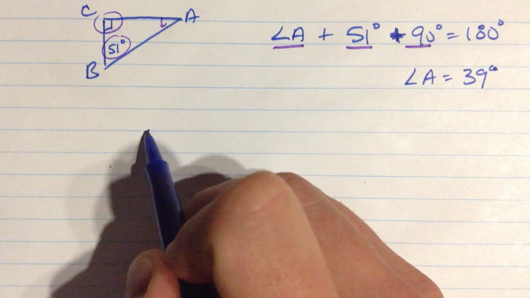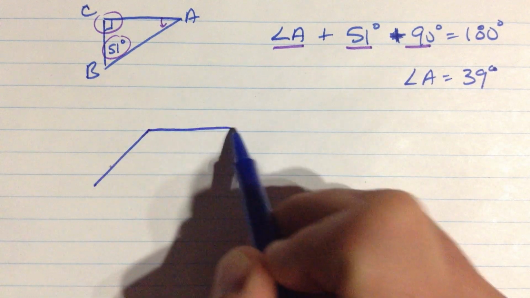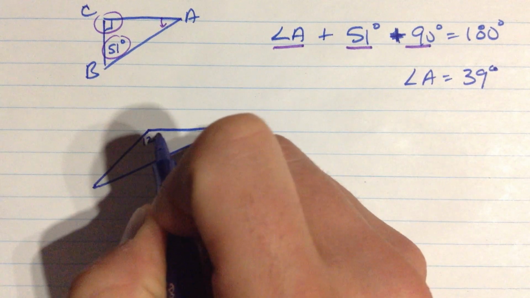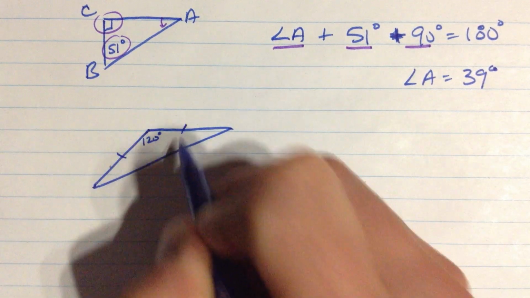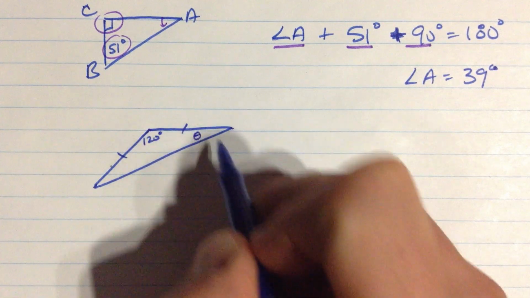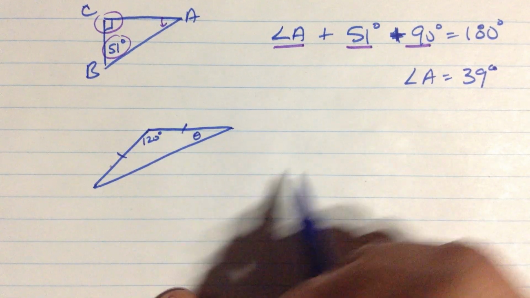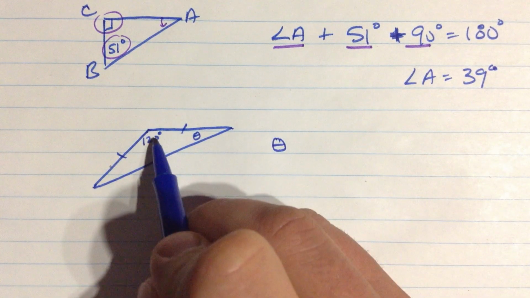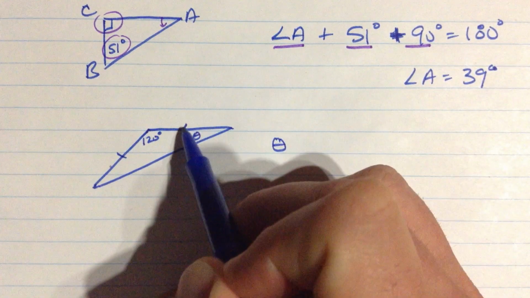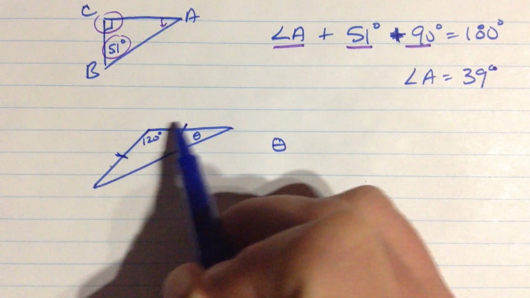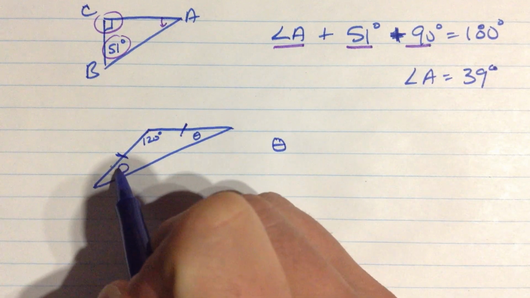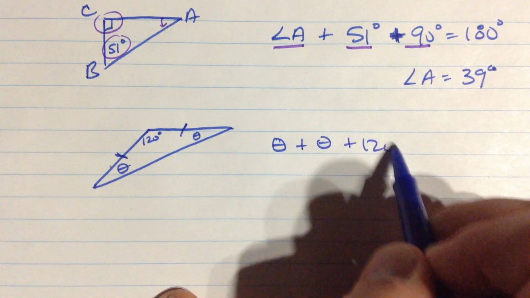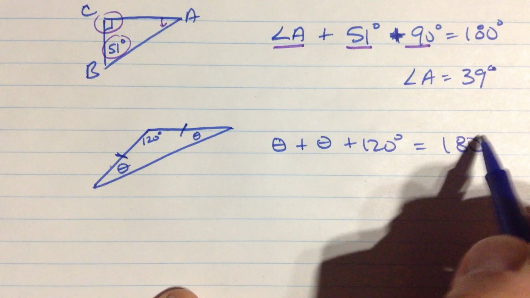Let's do this one here. Let's say something like this. And this angle is given as 120 degrees. And then you need to find this angle, which I'm going to label with theta. That's a Greek letter. The angle theta, well, we've only got one angle that's given, but this is an isosceles triangle with two sides the same, and therefore two angles the same. This angle must also be theta. So I know that theta plus theta plus 120 degrees is 180 degrees.